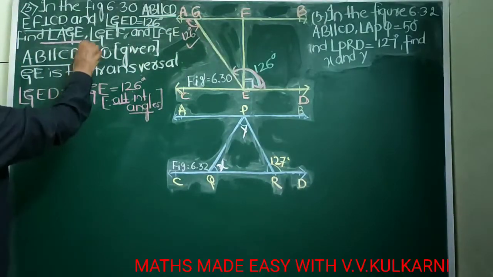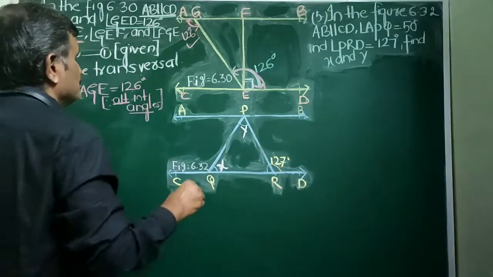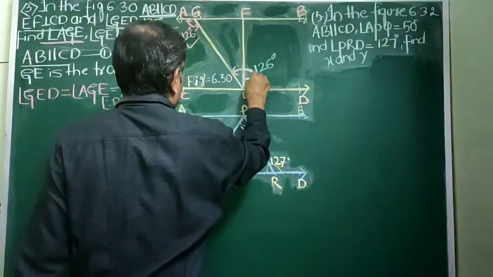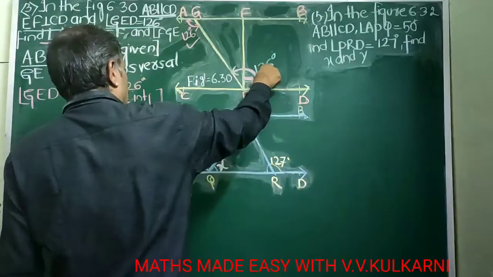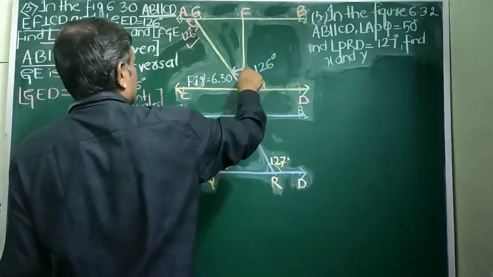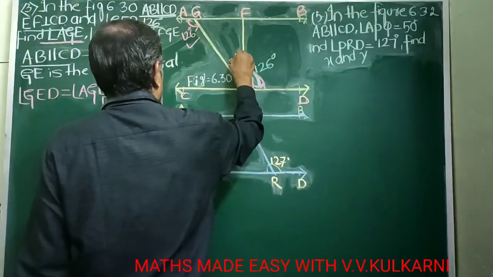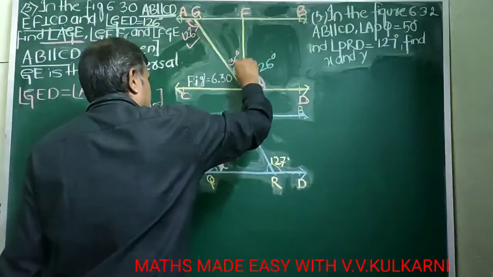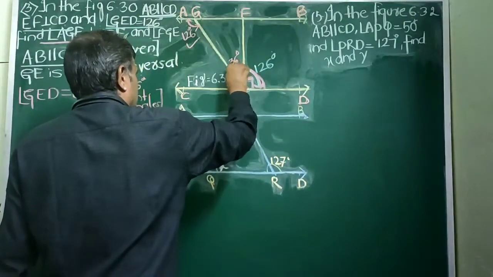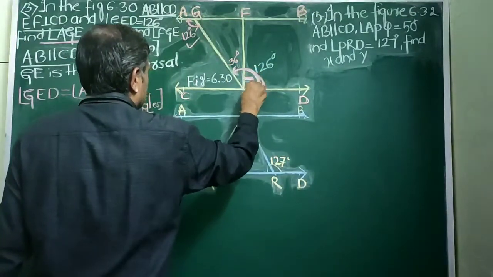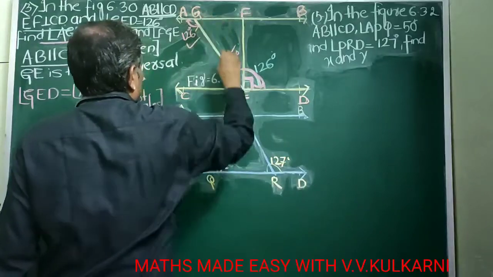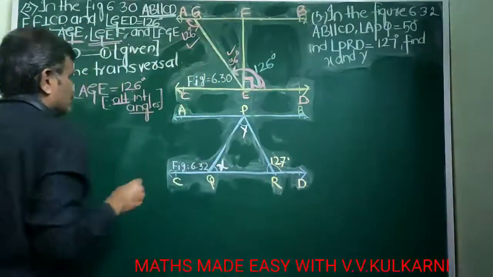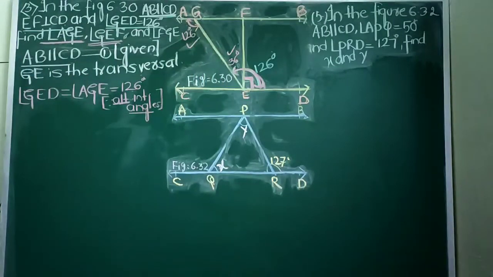Now the second part is, you have to find GEF. You want GEF, and in this figure, this angle is 90. So 126 degree minus 90, how much will this be? 36 degree. This entire angle is 126 degree, and from this entire angle, if I subtract this angle, I will get this angle GEF, and GEF is equal to 36 degree. Now I will tell you how to write the sentences.